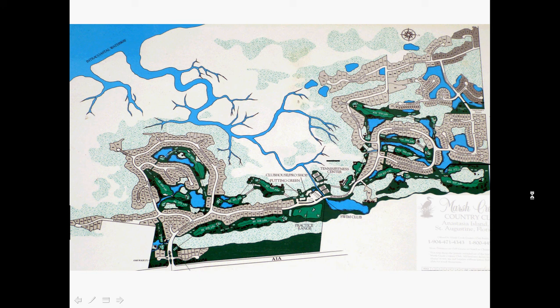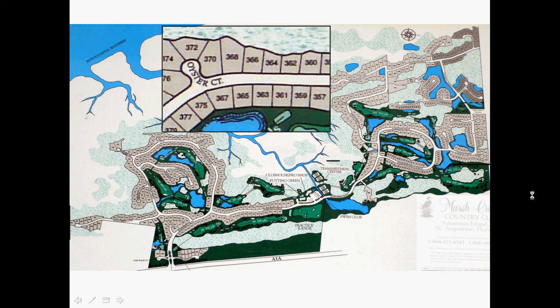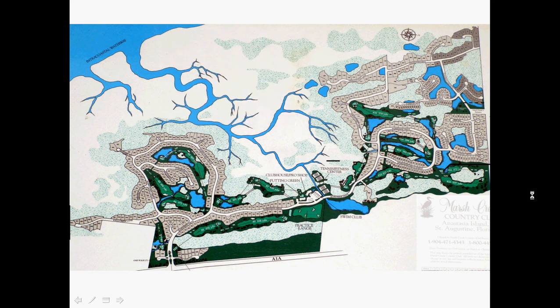This is a master map of the community. We'll use it as a base layer. Notice that the house numbers are readable, so this map can be used with the other maps which do not have house numbers on them.